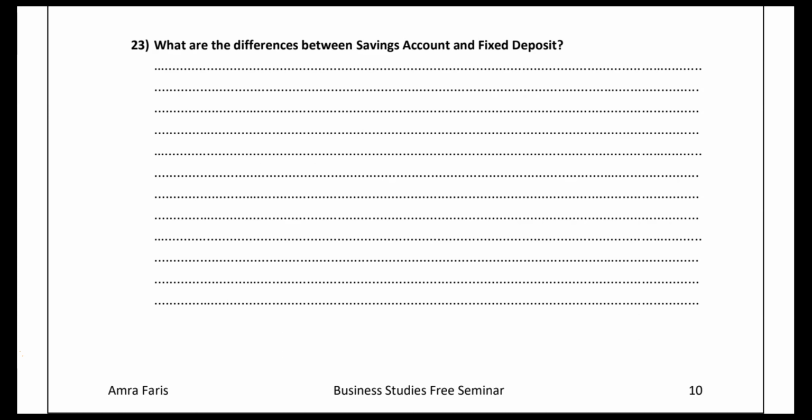Next one, savings account, you get a passbook or a debit card, right? Both you get. You get a passbook and then you also get a debit card. Savings account: passbook or debit card is given.